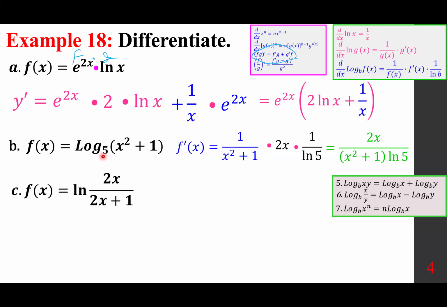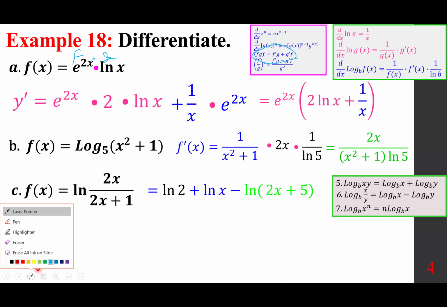What about this one? Definitely we decompose that. ln of the top over ln of the bottom. We are looking at number 6. So ln of 2x minus ln of 2x plus 1. And ln of 2x is ln of 2 plus ln of x.